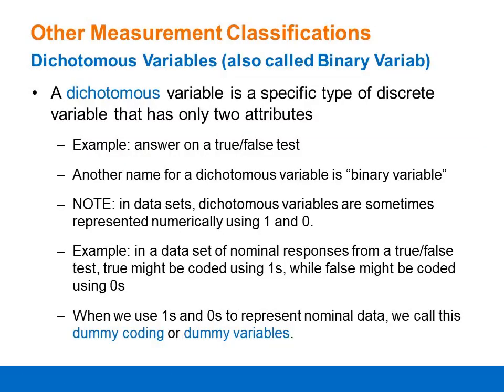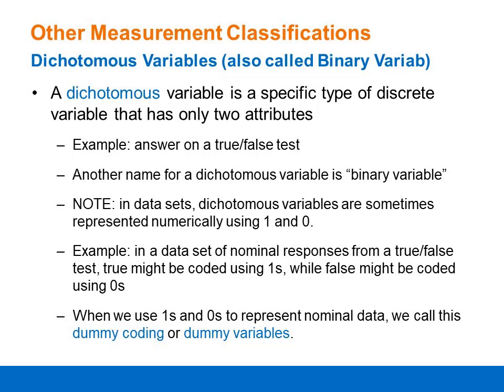There are many ways to describe variables. One type of variable is called a dichotomous variable. A dichotomous variable is a specific type of variable that has only 2 attributes or values. For example, if you were taking a true or false test, the response would be dichotomous because you can only answer true or false. There is no third choice. Another name for a dichotomous variable is a binary variable.